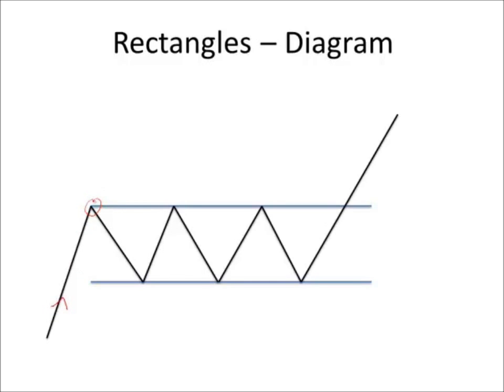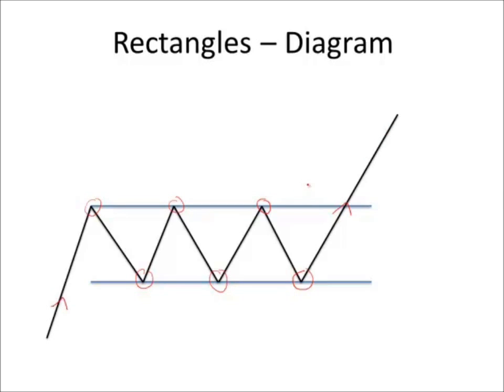It makes the peak here, then comes down and makes a trough, then makes a peak at the same level as the prior peak, then makes a trough at the same level as the prior trough, then again a peak at the same level as the prior peak, and a trough at the same level as the prior trough. And following that, there's a breakout to the upside, going here.